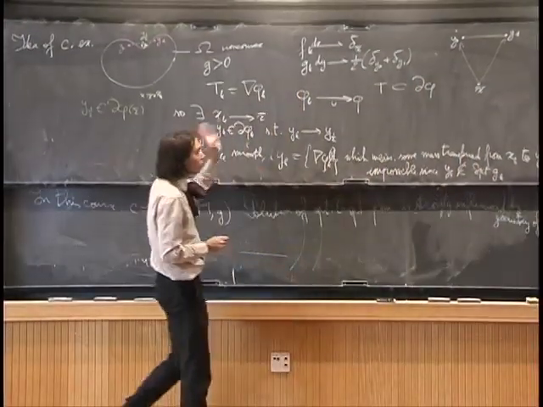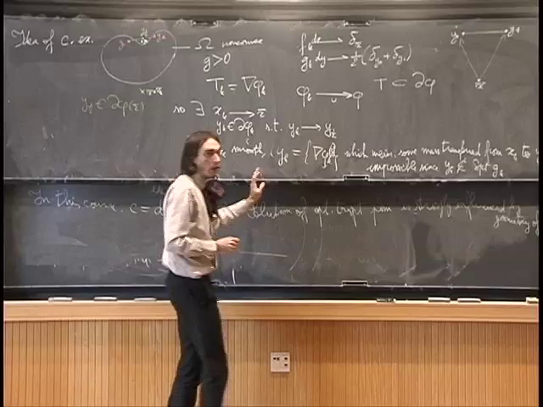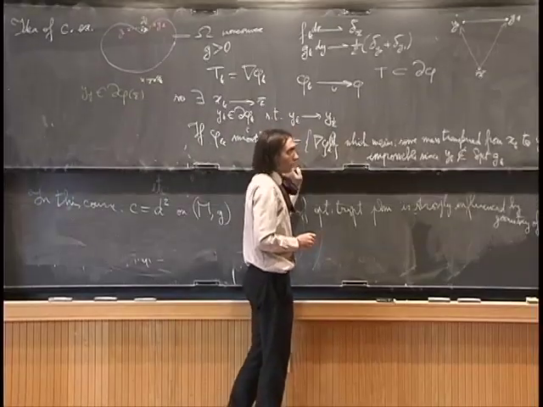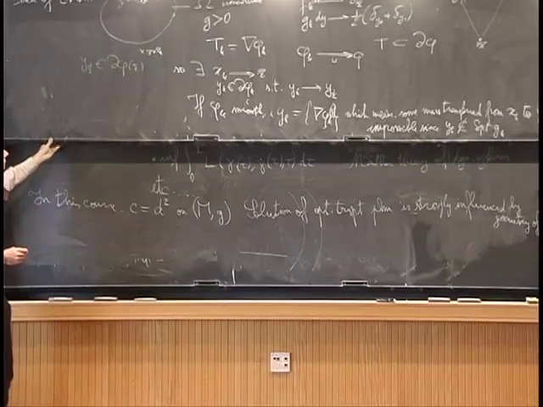OK. So this is not the way that Lewis constructs his counterexample, but this is an alternative way to see how you can make things go bad with non-convexity. OK?